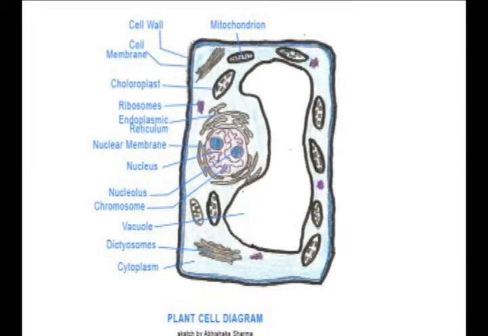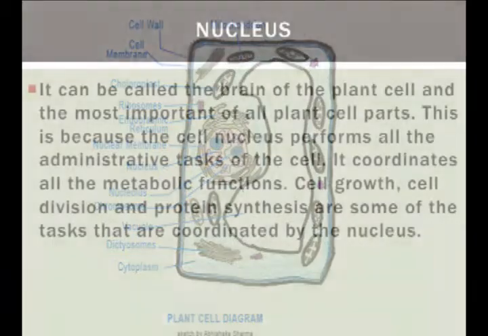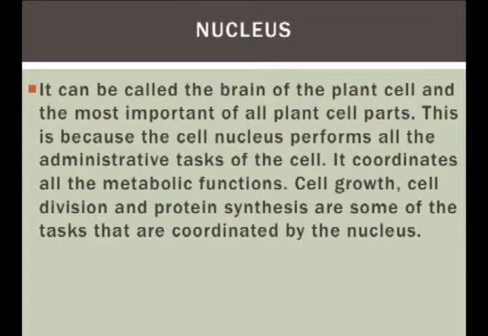Alright, so let's now discuss the parts of a plant cell. The nucleus. It could be called the brain of the plant cell and the most important of all plant cell parts. This is because the cell nucleus performs all the administrative tasks of the cell. It coordinates all the metabolic functions. Cell growth, cell division, and protein synthesis are some of the tasks that are coordinated by the nucleus.